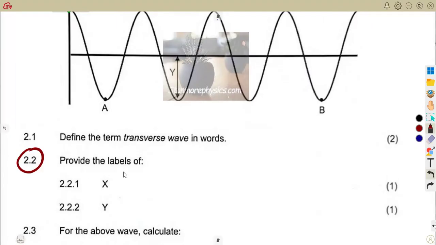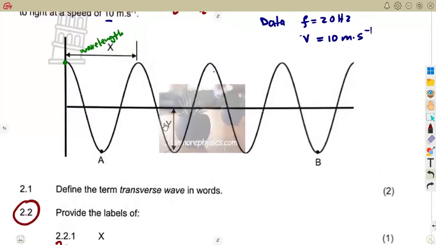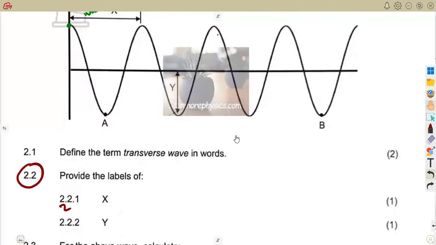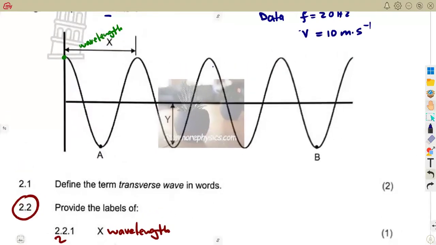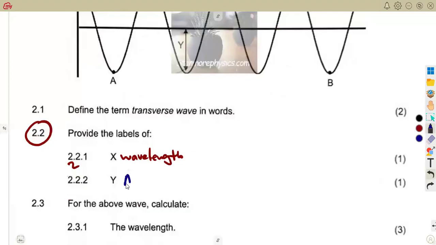Anyways, provide the labels. On the labels, I talked about that issue of the trop, which I said you must correct, guys. Please make sure that you go through that part. 2.21, that was X. The label X, we talked about it. That is the wavelength. If you study your diagram, you're not going to struggle to answer these questions. We also talked about this Y, which is the amplitude. I'm not going to explain much there. We talked about these two.